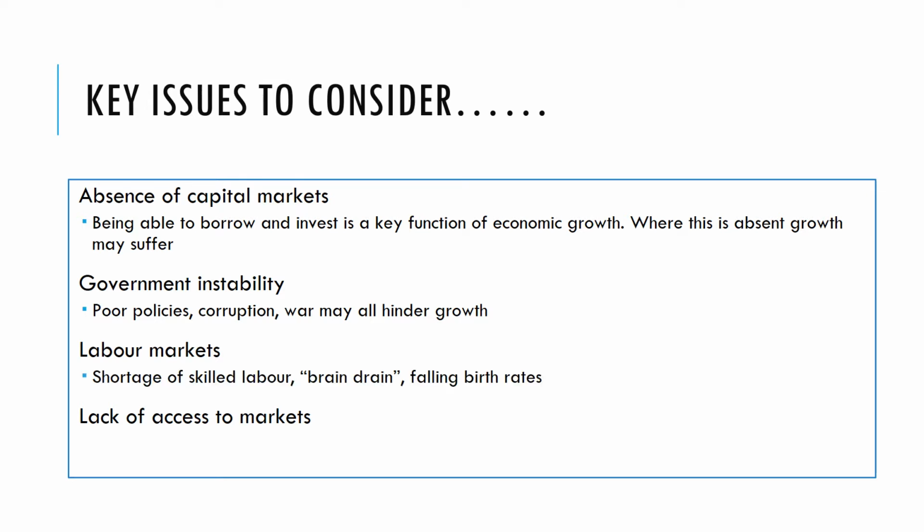Labour markets, a shortage of skilled labour, or maybe emigration as people leave an economy looking for jobs elsewhere, a brain drain or falling birth rates, again, might constrain potential economic growth. Perhaps a lack of access to markets, so maybe not being able to export overseas would again constrain economic growth.